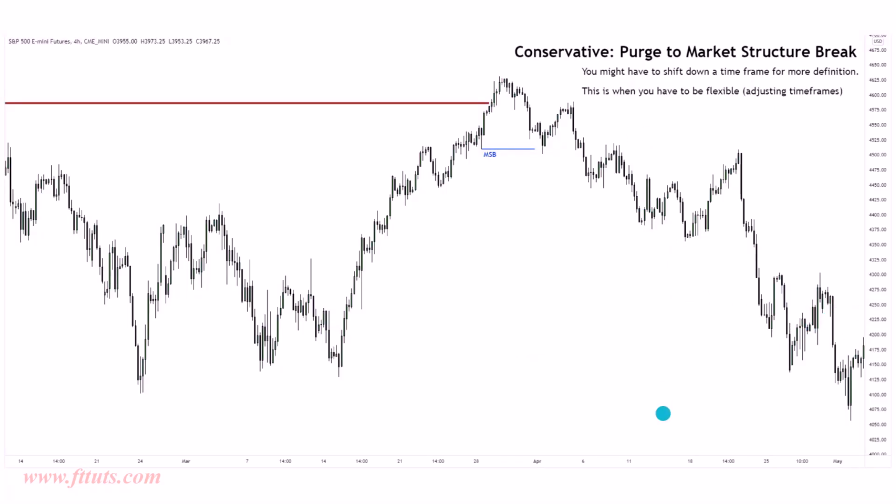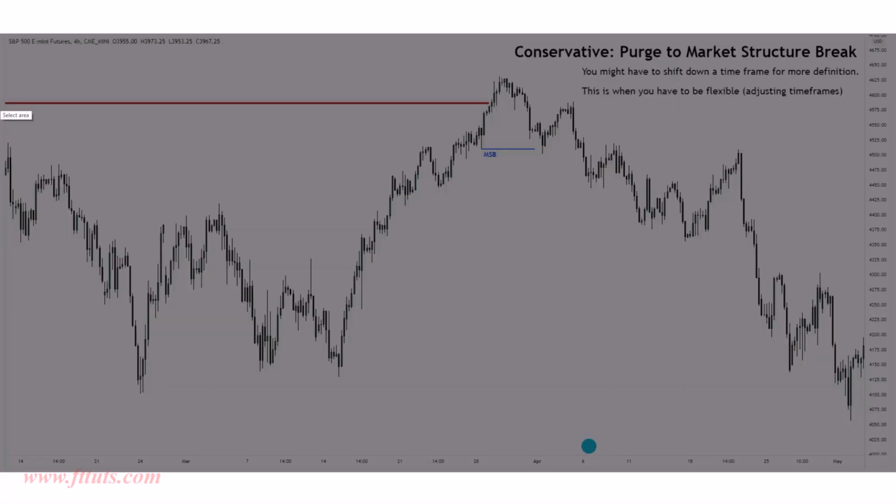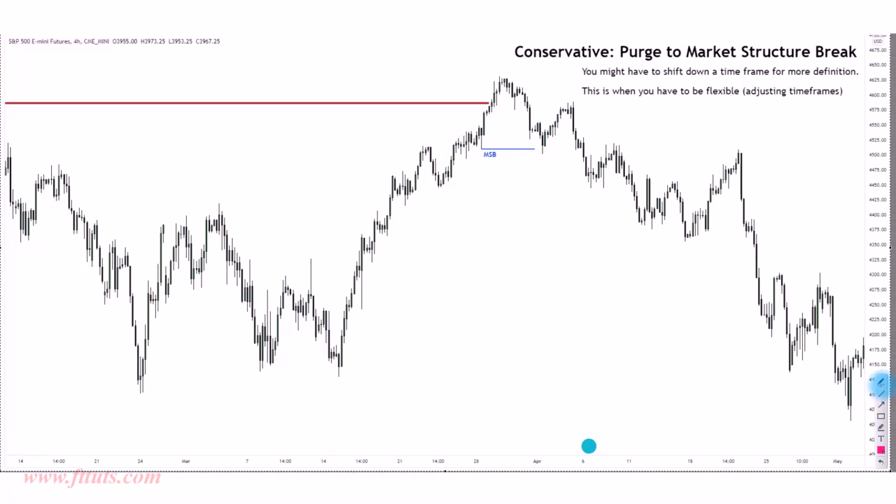Here's an example of a conservative. They're waiting for the low to break, and then the rounded retest. But the aggressive trader would say, okay, that's the purge in liquidity. I'm looking for an engulfing candle to happen, which is a bearish order block. You can see this is the last up candle here. They could sell into that and not wait for the market structure break.